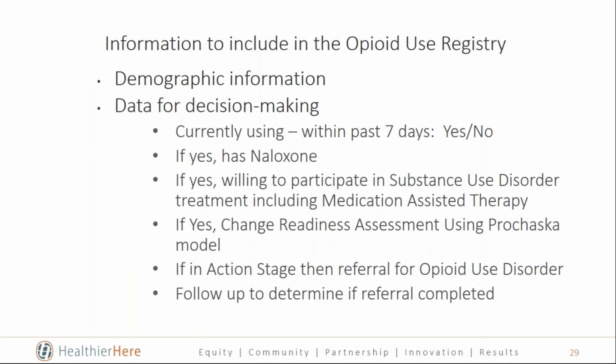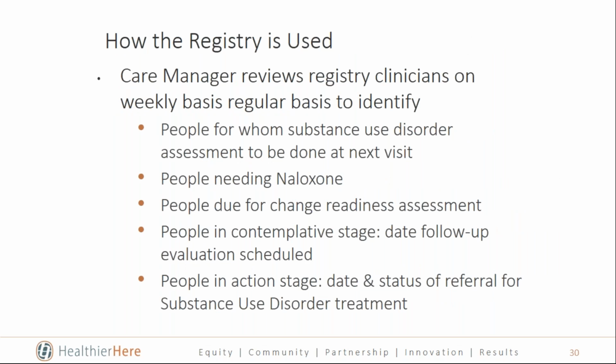And then, of course, what you'll want is information such as not only their demographic information, but are they currently using? Do they have a prescription for naloxone? Are they willing to participate in substance use disorder treatment, including medication therapy? What is their change readiness using the Prochaska model or some other model? And if they are in that action stage, then making sure that they've been referred for an opioid use disorder treatment, and that you've got some sort of follow-up to make sure that the referral is completed. And the way that would be used, again, this does require somebody who's overseeing that.